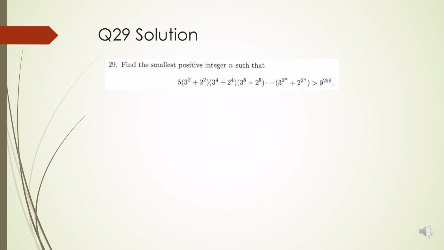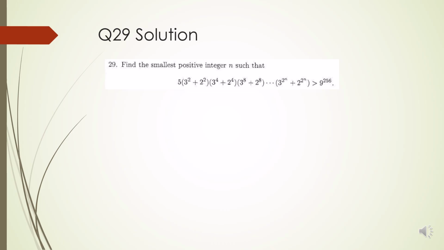So originally I saw this 5 and was pretty confused as it was the only 5 and it really stood out to me. But then I realized that 5 is equal to 1 times 5 and I can split this up into 3 minus 2 times 3 plus 2, which is quite interesting. So in the end we get 3 minus 2 times 3 plus 2 times 3 squared plus 2 squared all the way until 3 to the 2 to the n plus 2 to the 2 to the n.